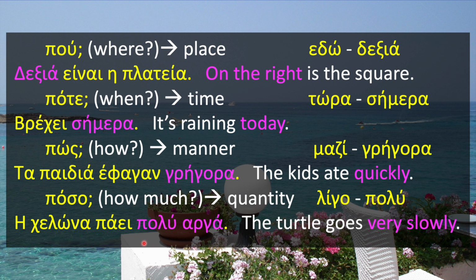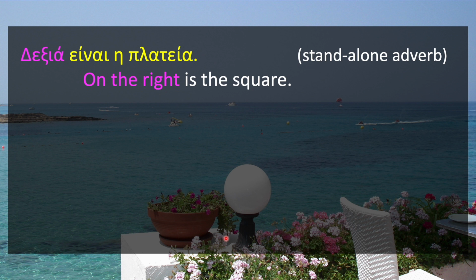Now here we have two adverbs, πολύ and αργά. The adverb αργά indicates manner. How does a turtle go? The turtle goes slowly. It shows the manner, the way the turtle goes. Now the adverb πολύ modifies the adverb αργά and it shows us the quantity, how slowly. So how slowly does the turtle go? Very slowly, πολύ αργά. Now let's look at the first example again.